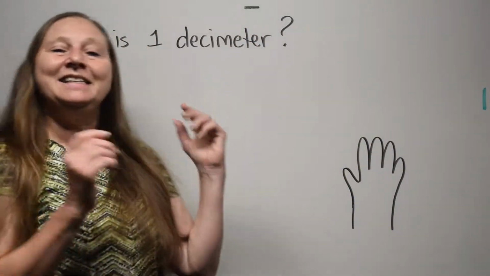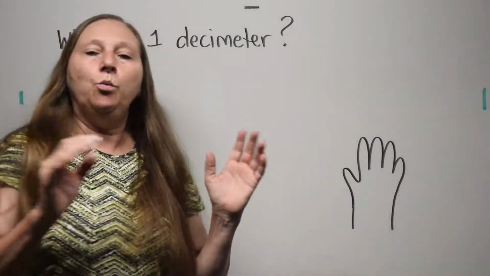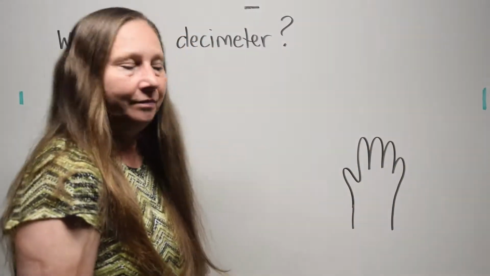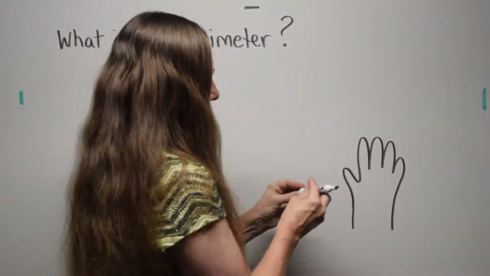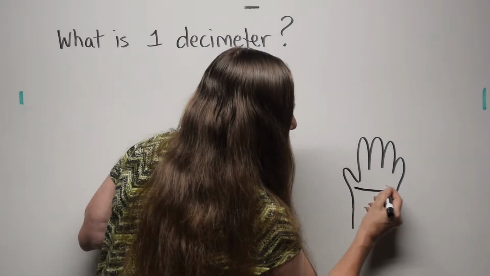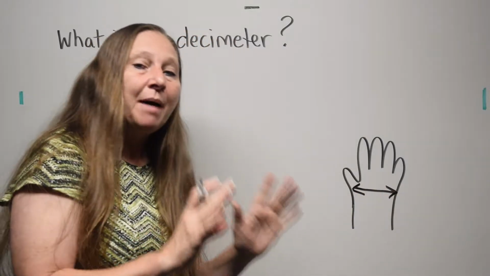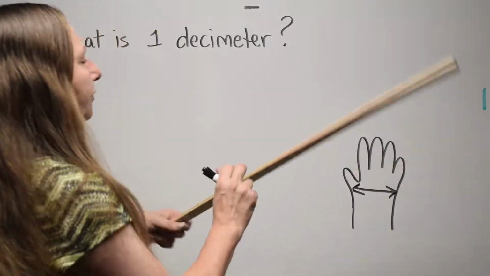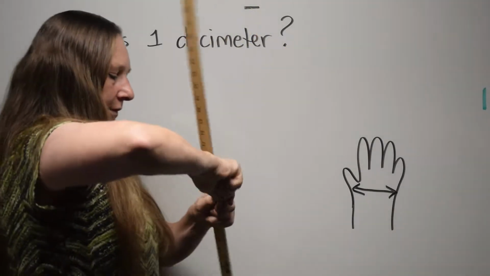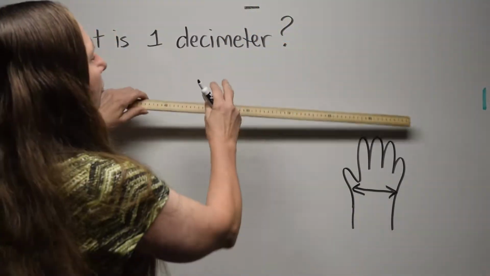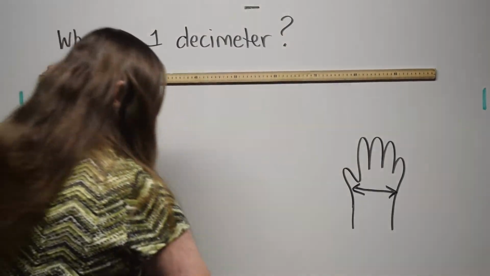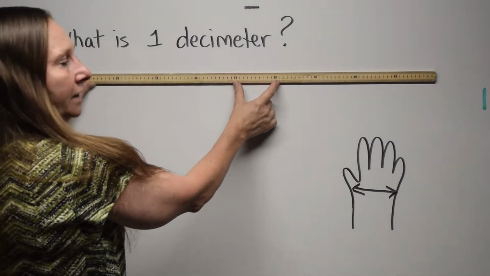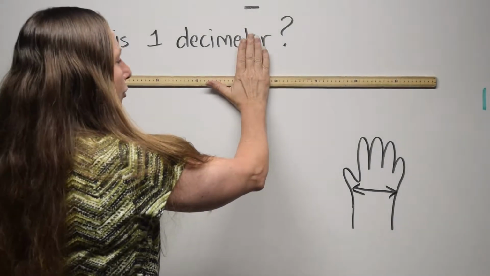What is 1 decimeter? Well, 1 decimeter is approximately the width of a human hand, an adult hand. So right across the person's palm, that's about 1 decimeter in length. Now, if you take a meter stick and you count the number of decimeters, for example, from here to here is 1 decimeter, approximately the width of a human hand.